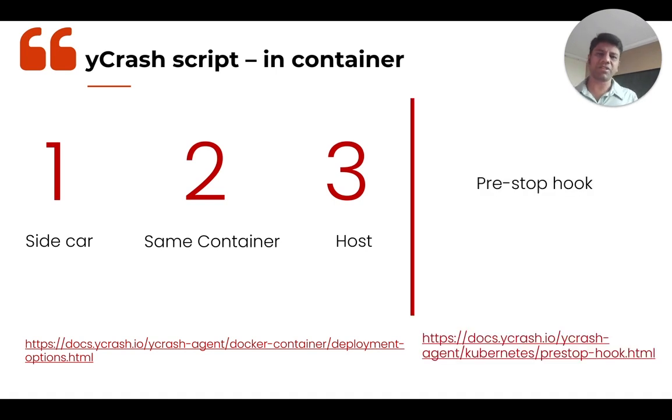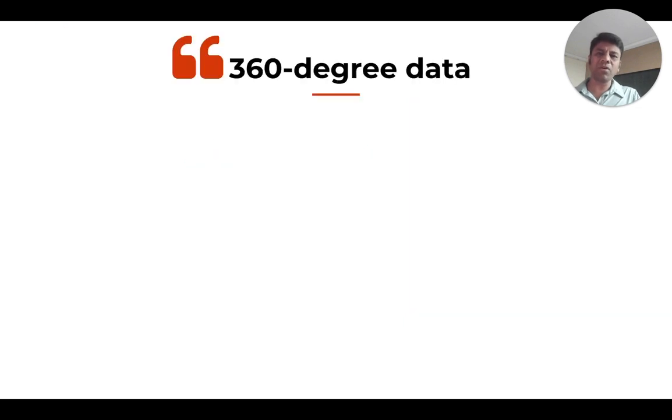Another option, if you're running this on Kubernetes, is that before you recycle the container which had a problem, you can also run it as part of the pre-stop hook. Before you recycle the container or the pod, the script can be triggered so that you have 360-degree data captured for you. Okay, friends, having said that, now let's go into each and every one of the artifacts that we are capturing and how it's going to be useful for you in troubleshooting.